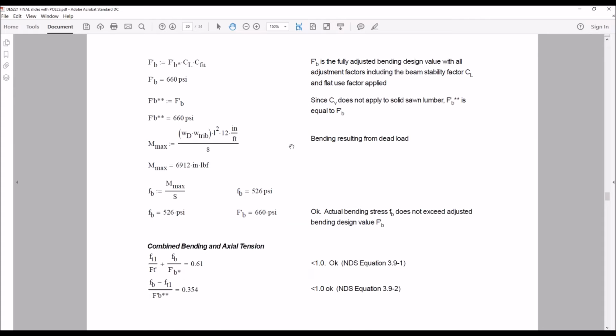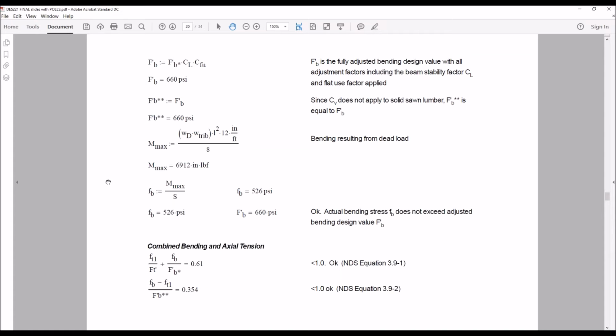So the bending in this example, the moment comes from the dead load. So the maximum moment is calculated based on that 8 pounds per square foot times that tributary width of 4 feet. So again, WL squared over 8 is that formula that we learned back in our mechanics of materials class back in school. That's all this is using, just WL squared over 8. And that's our moment due to the applied dead load.